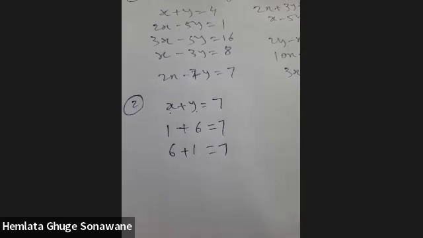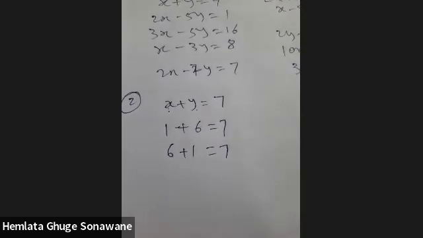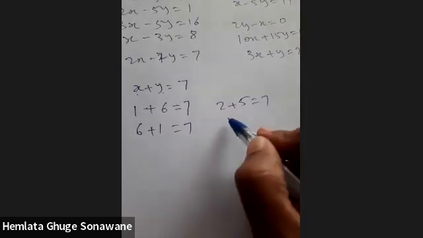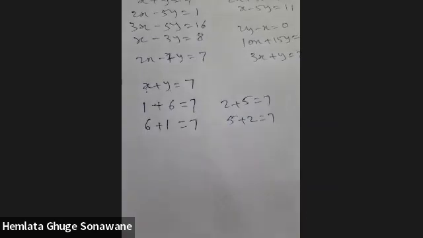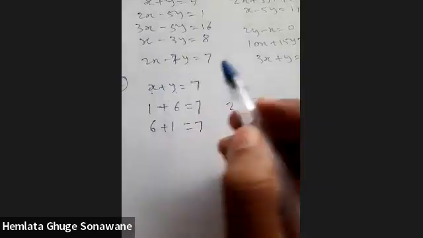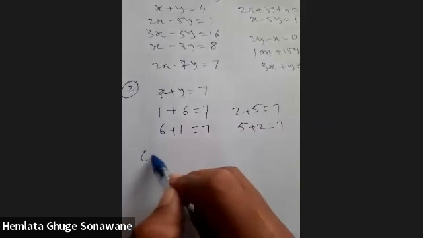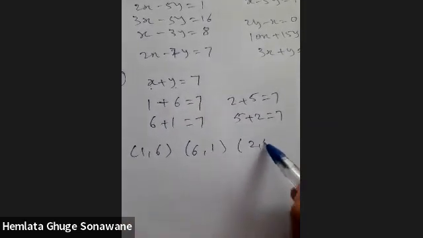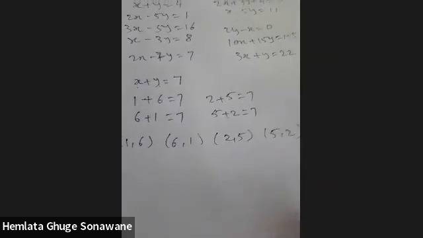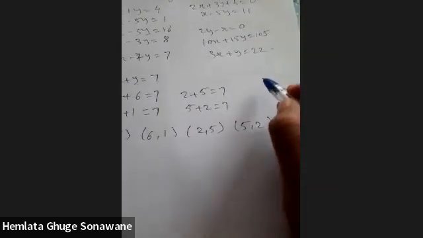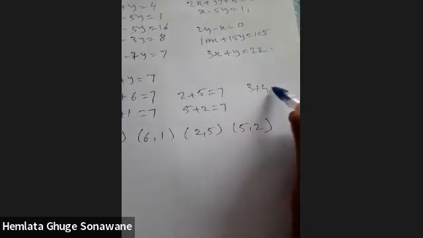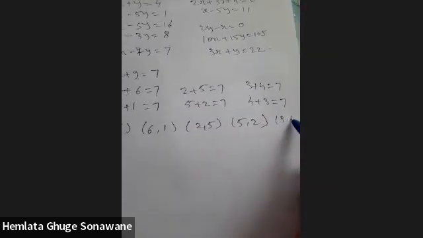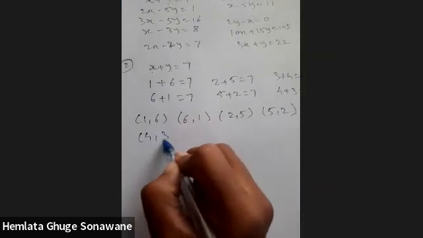Then 2 plus 5 is 7. 5 plus 2 is also 7. It means here we can write down 1 6, 6 1, 2 5, 5 2. You can add more also. 3 plus 4 is 7. 4 plus 3 is also 7. So 3 4, 4 3.